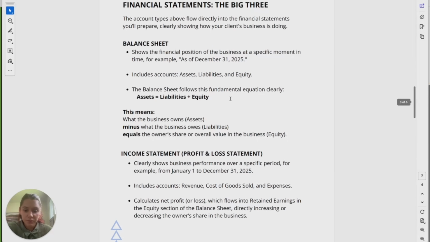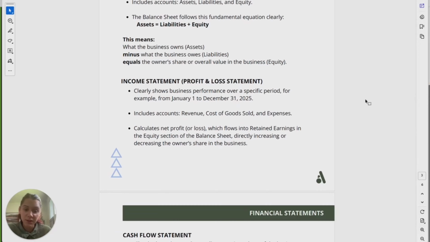So the income statement clearly shows the business's performance over a specific period of time. So instead of just looking at one specific date, we're looking at a period. So what happened in June, or what happened last fiscal year for the whole period? It includes all the accounts that fall under revenue, cost of goods sold, and expenses. And it calculates net profit or loss, which flows right into that retained earnings line in your equity section of the balance sheet. So it's directly increasing and decreasing that owner's share in the business. So as the profit and loss statement changes, it's directly impacting equity, which is how it pulls everything together to the balance sheet.